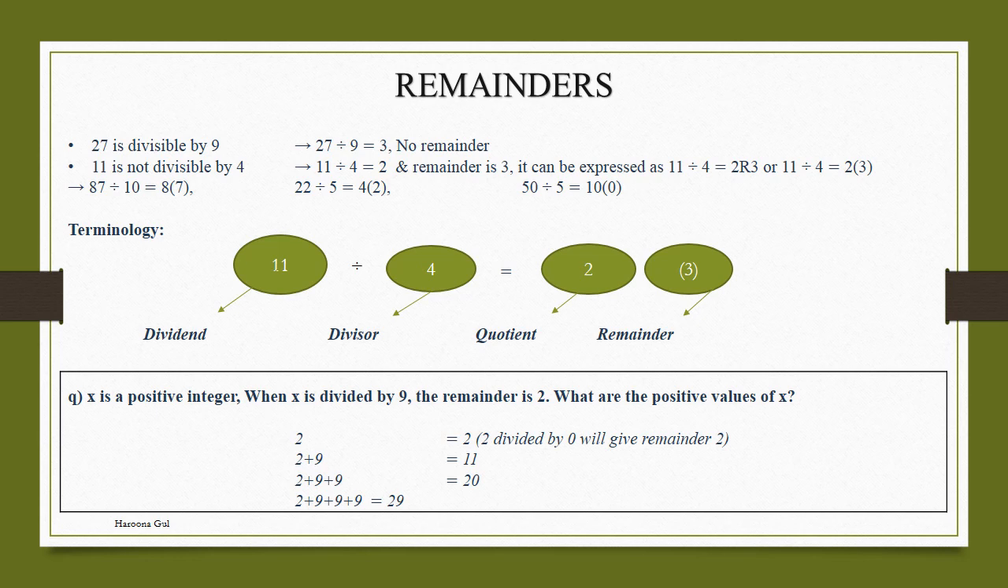Now, x can be 2, it can be 11, it can be 20, it can be 29, it can be 38, etc., etc. Because if 2 is divided by 9, it is going to give us 2 as remainder. Similarly, if 11 is divided by 9, it is going to give us a remainder 2. Now, kindly note that 9 multiplied by 0 gives us 0. And that is why if 2 is divided by 9, it is going to give us 2 as a remainder.